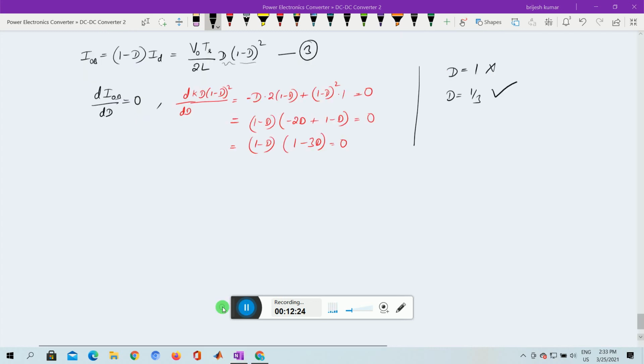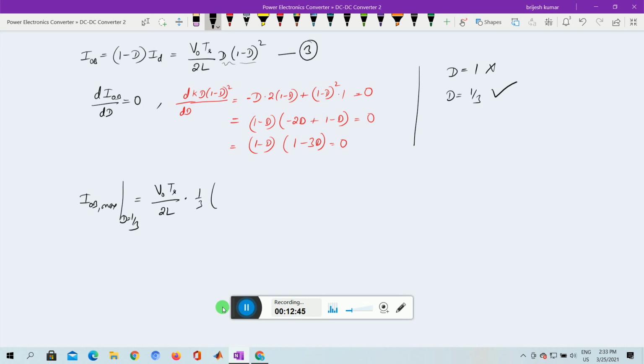So what is I0B max? We get the maximum value by substituting D equals 1 by 3, which gives V0 Ts by 2L times 1 by 3 times 1 minus 1 by 3 whole square, and this comes out to be 2 by 3 whole square, so it is 2 by 27 V0 Ts by L. This is the value we get, that is I0B max.